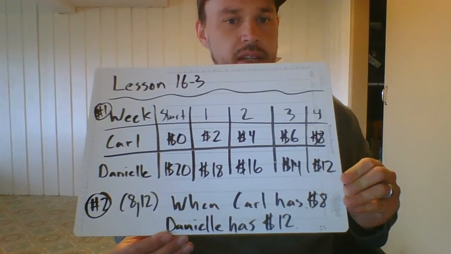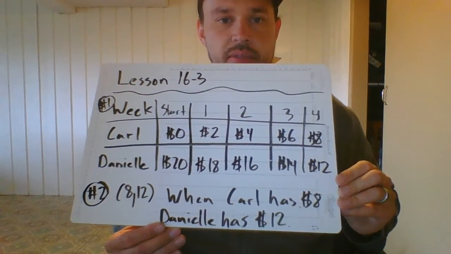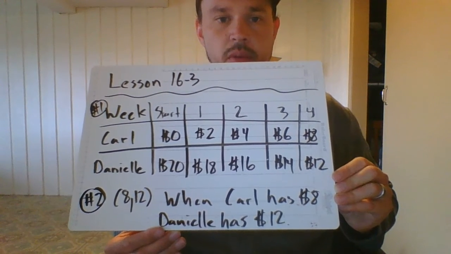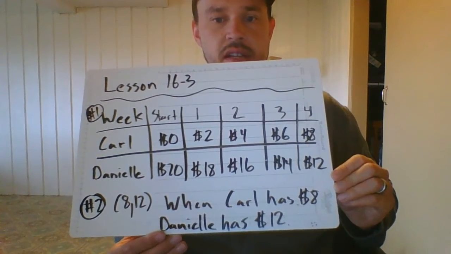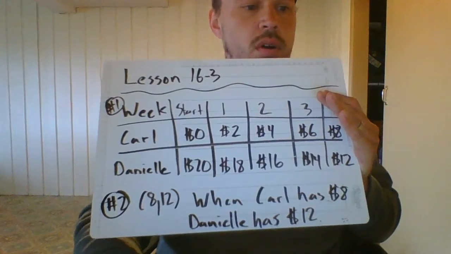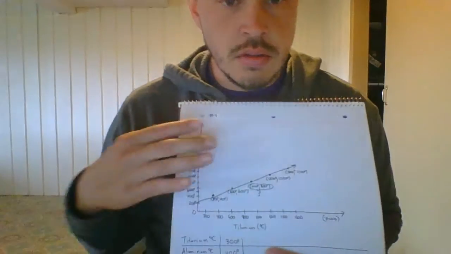Okay, so number 2 reads 8, 12. What does that point represent? So if we had this graph, Carl was the x-axis because x comes first, y comes second, 8, 12. We'd say when Carl has $8, Danielle has $12. So there's number 1 and number 2 of guided practice.